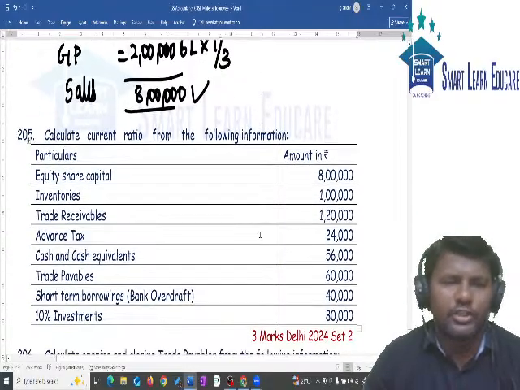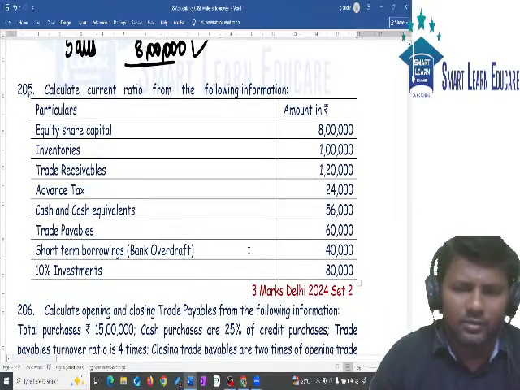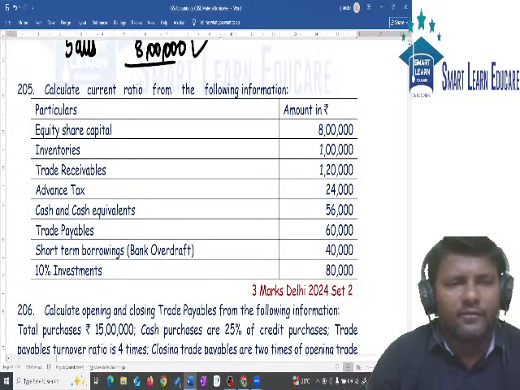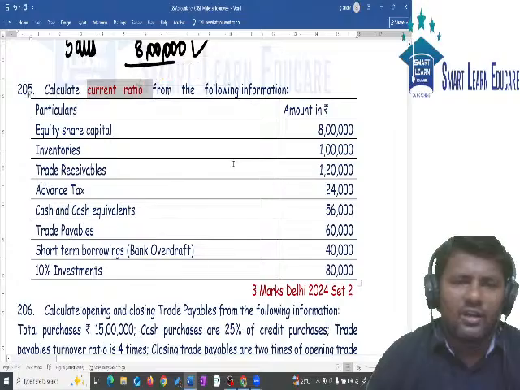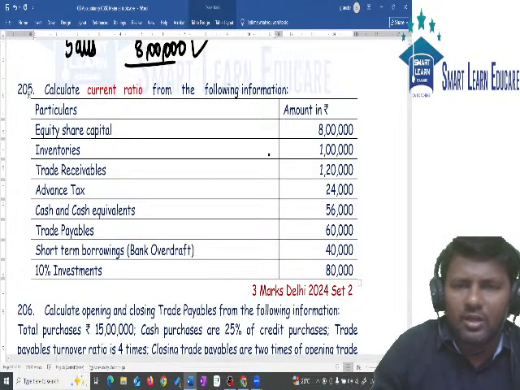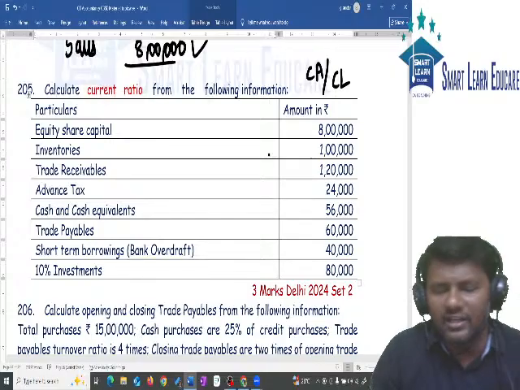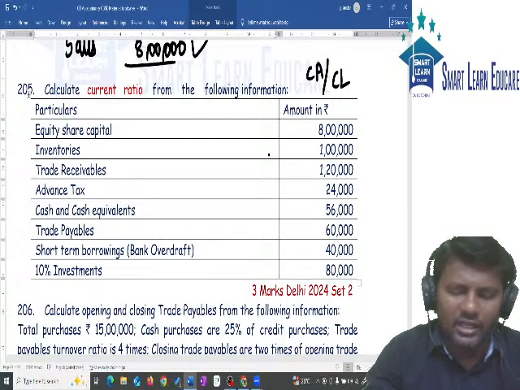Next question. Question number 205. From the following, calculate current ratio. Very, very simple formula. Current ratio is equal to current asset divided by current liability. What and all are current assets? What and all are current liabilities?